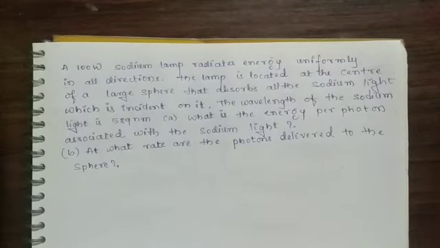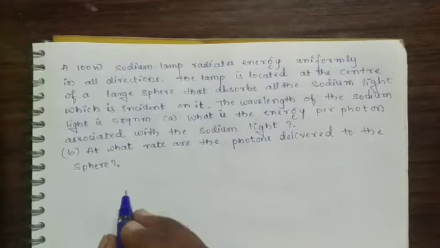Okay, next problem. A 100-watt sodium lamp radiates energy uniformly in all directions. The lamp is located at the center of a large sphere that absorbs all sodium light incident on it. The wavelength of the sodium light is 589 nanometer. Here we want to calculate, first, the energy per photon associated with the sodium light, and second, at what rate the photons are delivered to the sphere.